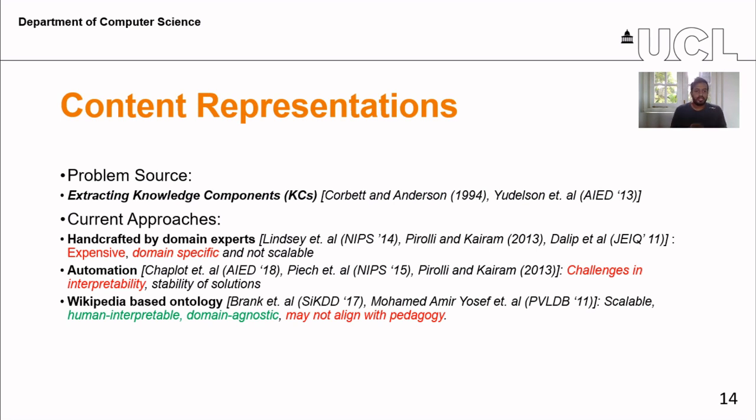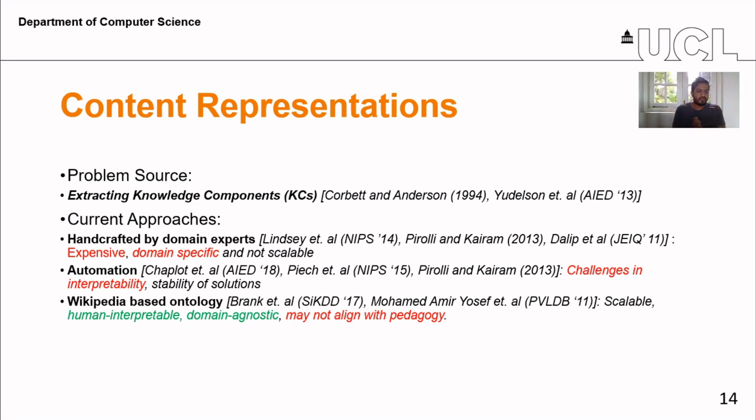So what usually happens is you have a bunch of experts who sit and look at an educational resource and say, okay, this particular video deals with the knowledge component of multiplying two numbers or area of a square. Those are kind of atomic concepts that a person can learn. The problem with this method, as you can see, is that handcrafted domain expert labeling is very expensive, and you can only do it for particular domains. For example, you get a bunch of physics experts, you can do it for physics, and you have a knowledge component set for physics.